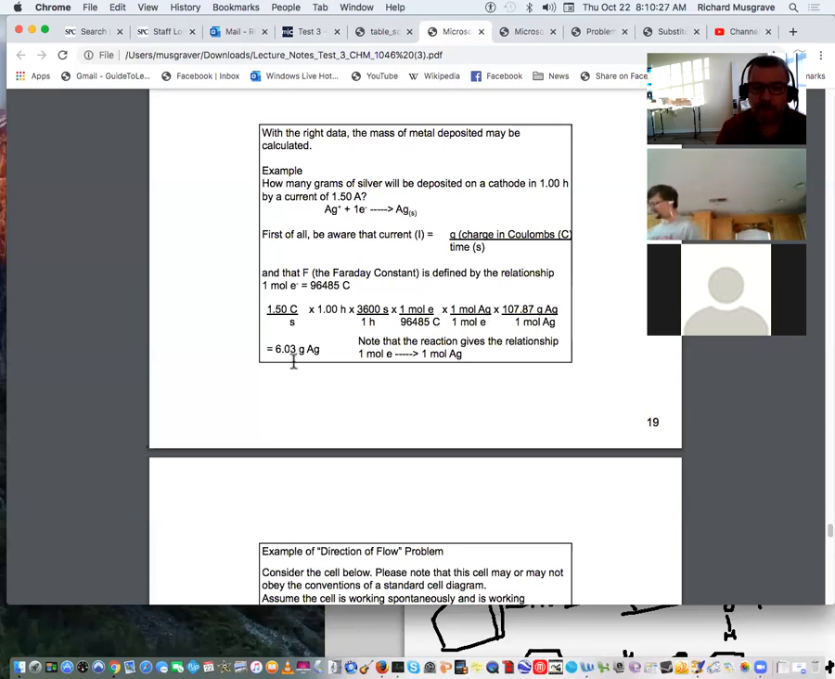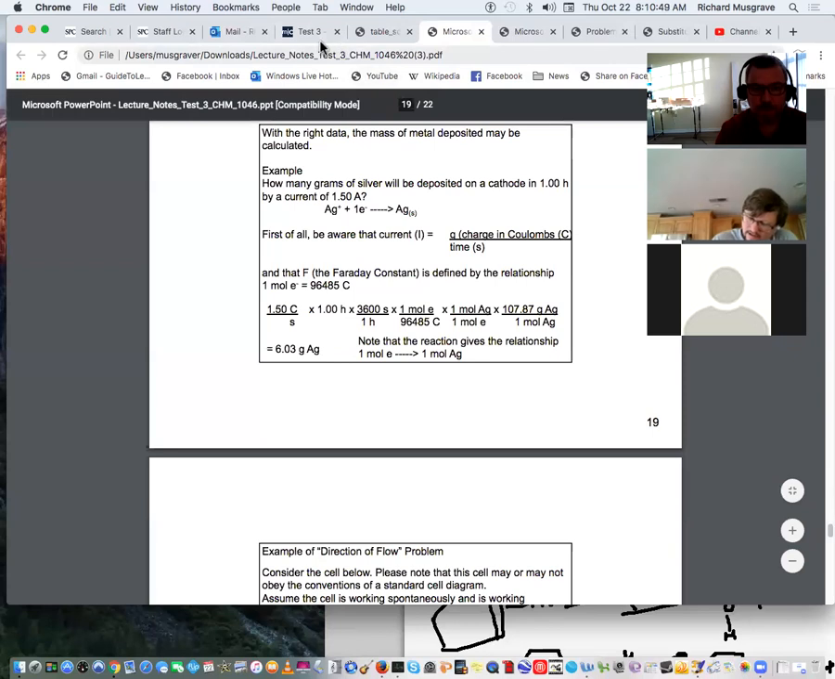That would tell me that if I used this current, 1.50 amps, for 1.00 hours, I'd be able to deposit 6.03 grams of silver onto the spoon. So that's how it works. It's all dimensional analysis across here, not particularly difficult.